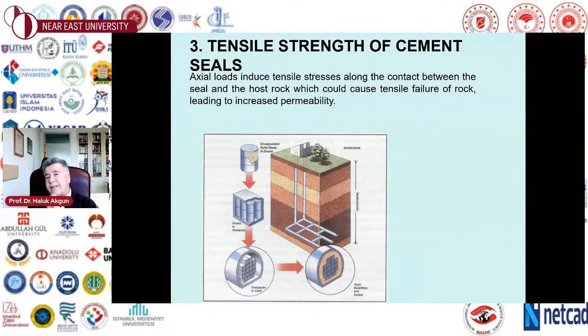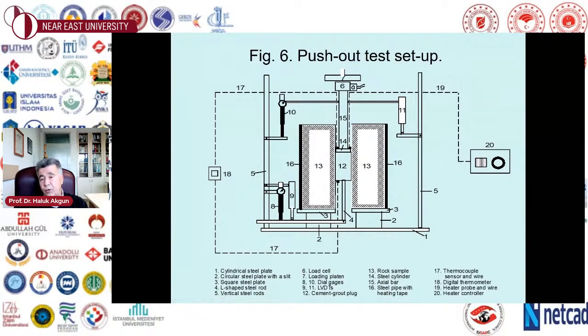The other problem I want to tackle today with you is the tensile strength of cement seals that we had from earlier studies that I have performed. So if we have a seal here, due to the axial stresses on this seal, we might have tensile stresses generated at the interface between the seal and the host rock. And if we have any tensile fracturing, that's the last thing we want. And then we will have violation of the containment, which is a really bad situation that we don't want to face.